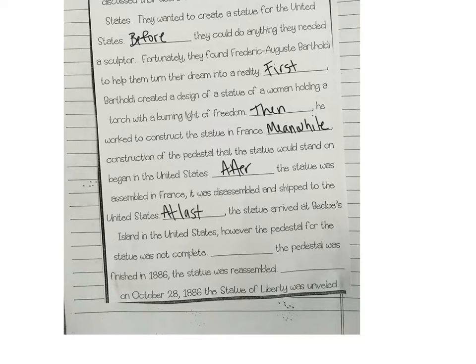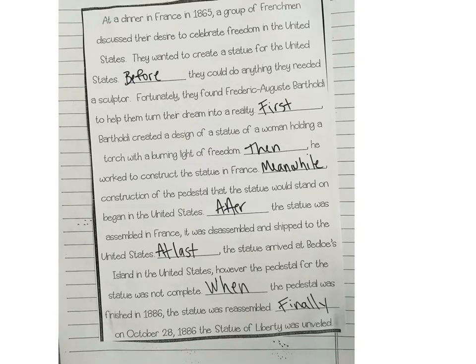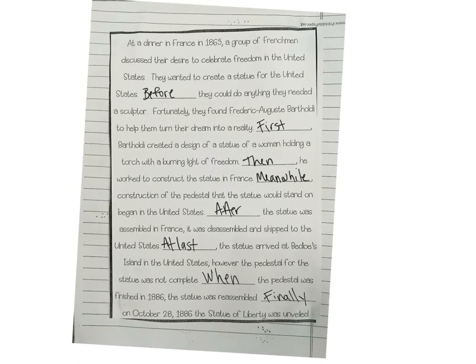However, the pedestal for the statue was not complete. When the pedestal was finished in 1886, the statue was reassembled. Finally, on October 28th, 1886, the Statue of Liberty was unveiled. So, take a minute, fill these words in, and move on to the next slide. Pause if you need to.